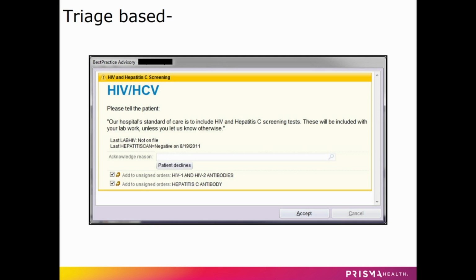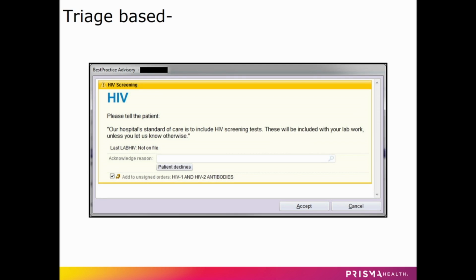If, however, they get through Triage 1 and they haven't answered that question, then nursing gets a BPA, okay? And so if they hit Triage 2, it hits them over the head and says, okay, if they've never had an HIV test in their EHR, then they get this BPA, all right? Never had an HIV, never had a hepatitis C test, they get this one. Again, please prompt, ask this question. It's the same stuff here. Our hospital standard of care is to include this testing. It'll be part of your lab work unless you tell us otherwise. They don't say anything. If they decline, you hit it. If they don't decline, it's auto-checked. So as soon as they click out of there and they don't decline, boom, it's sent, test is running.